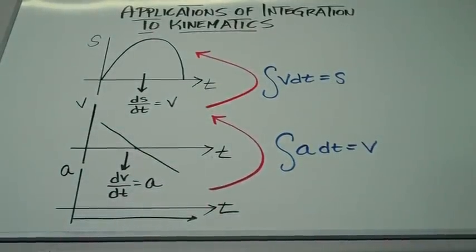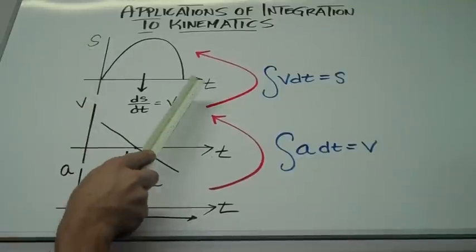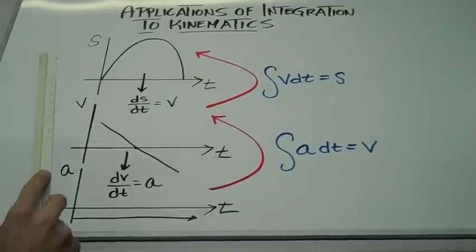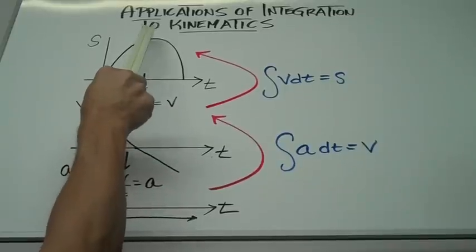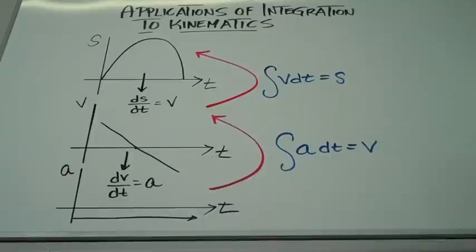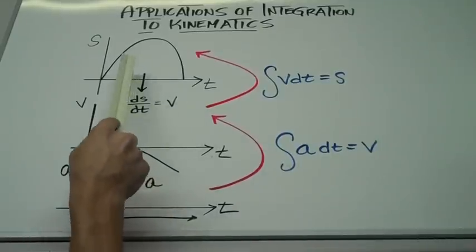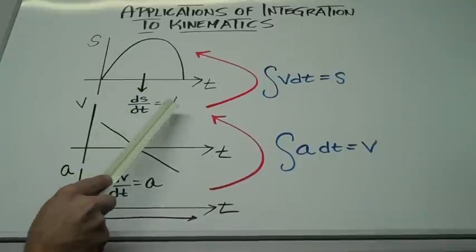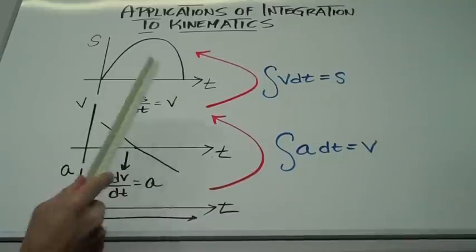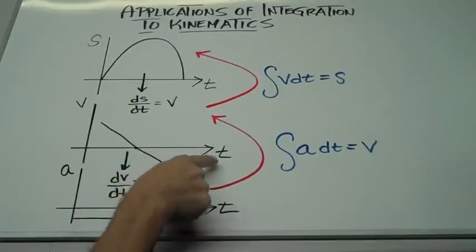Let's now talk about the application of integration to kinematics. As you've seen, if we have a position versus time graph, here's a particle that goes to some positive distance, stops, and turns around and comes back to the origin. Well, how can we relate that to velocity? If you take the derivative of position with respect to time, you get velocity. ds/dt is velocity. So now we have a velocity time graph.